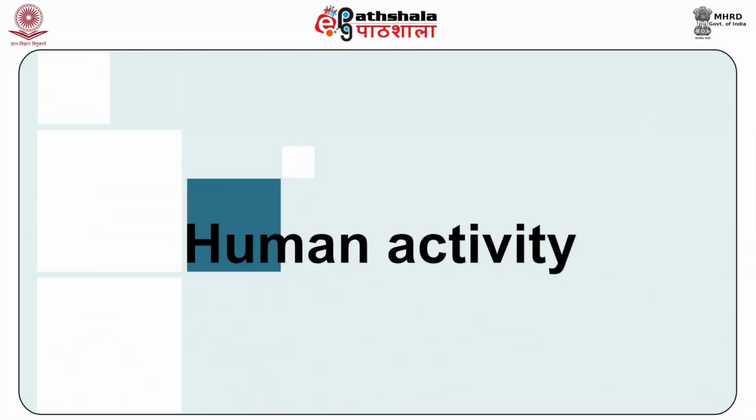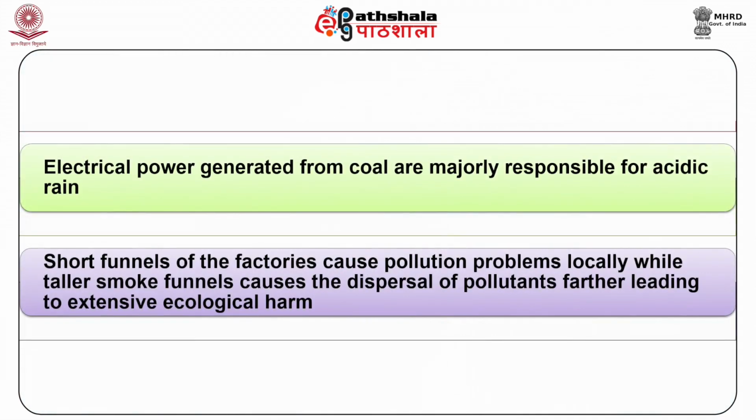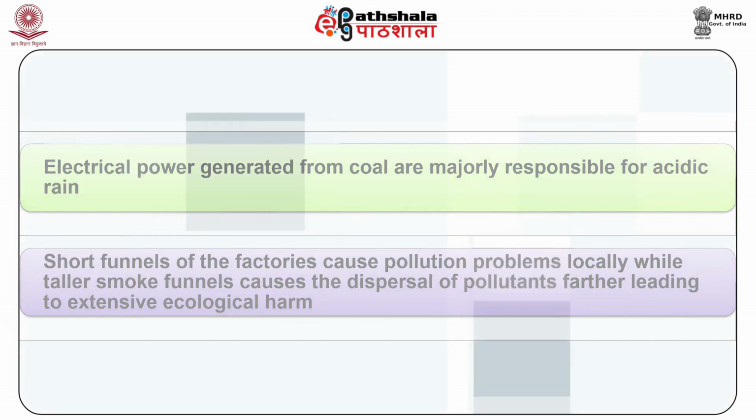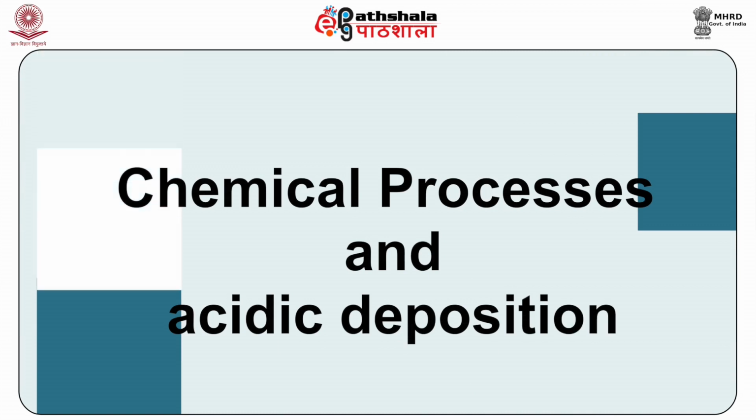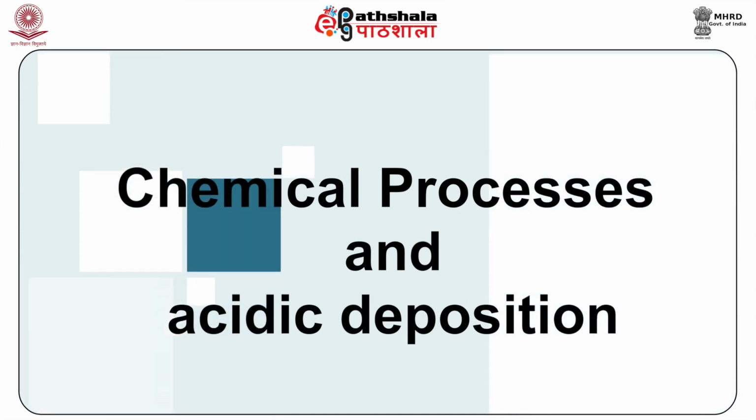Second is human activity. Motor vehicles, factories and electricity generation that emit nitrogen and sulfur compounds are the principal cause of acid rain. Electrical power generated from coal is majorly responsible for acidic rain. Short funnels of factories cause pollution problems locally, while taller smoke funnels cause the dispersal of pollutants, further leading to extensive ecological harm. Moving on to discuss the chemical processes and acidic deposition.